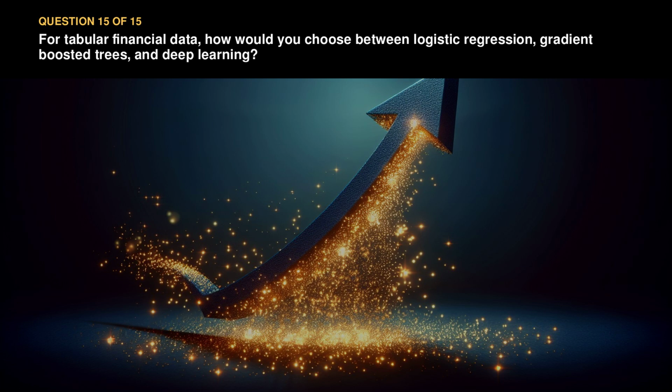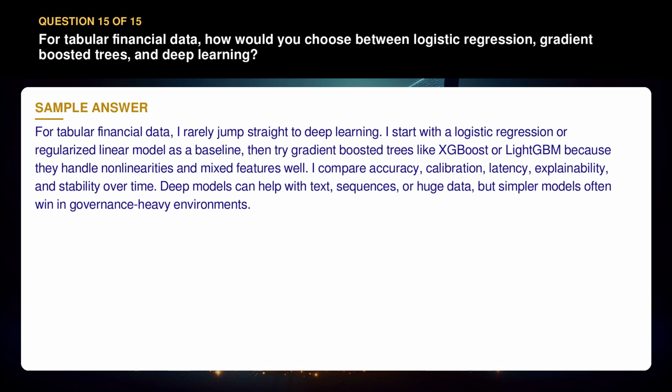Question 15. For tabular financial data, how would you choose between logistic regression, gradient-boosted trees, and deep learning? For tabular financial data, I rarely jump straight to deep learning. I start with a logistic regression or regularized linear model as a baseline, then try gradient-boosted trees like XGBoost or LightGBM because they handle nonlinearities and mixed features well. I compare accuracy, calibration, latency, explainability, and stability over time. Deep models can help with text, sequences, or huge data, but simpler models often win in governance-heavy environments.